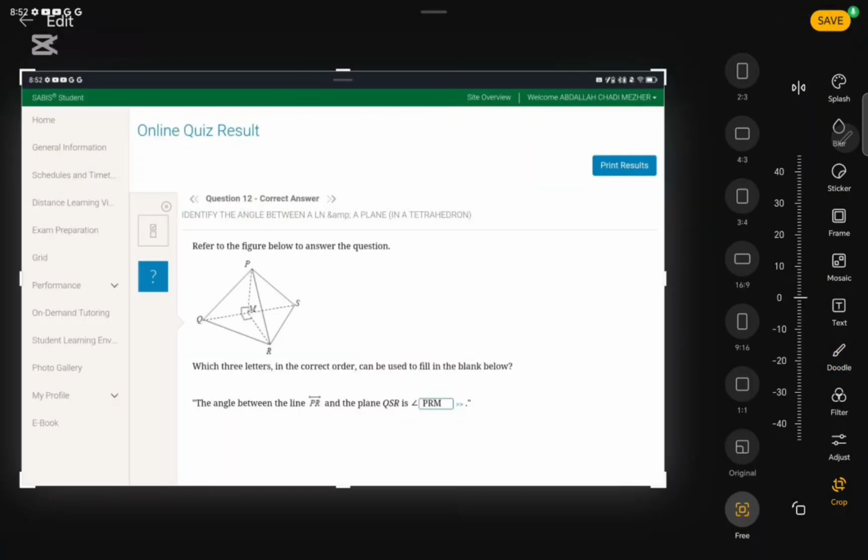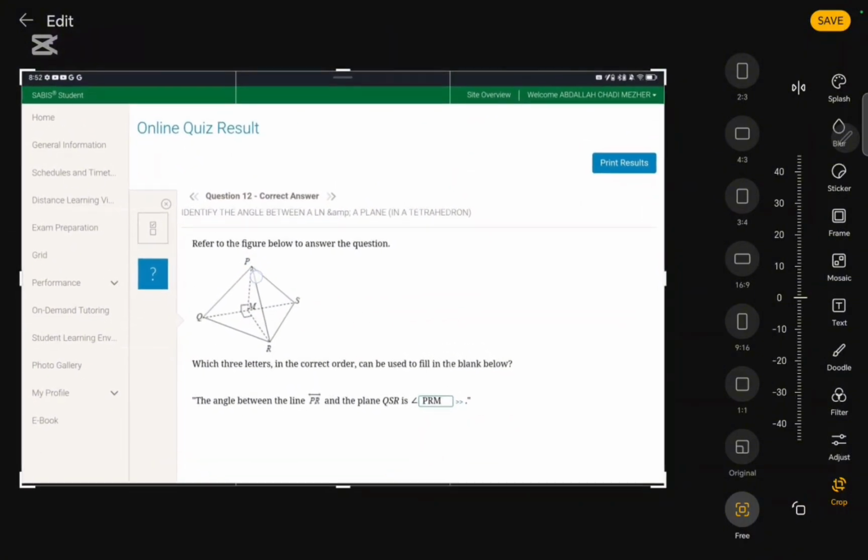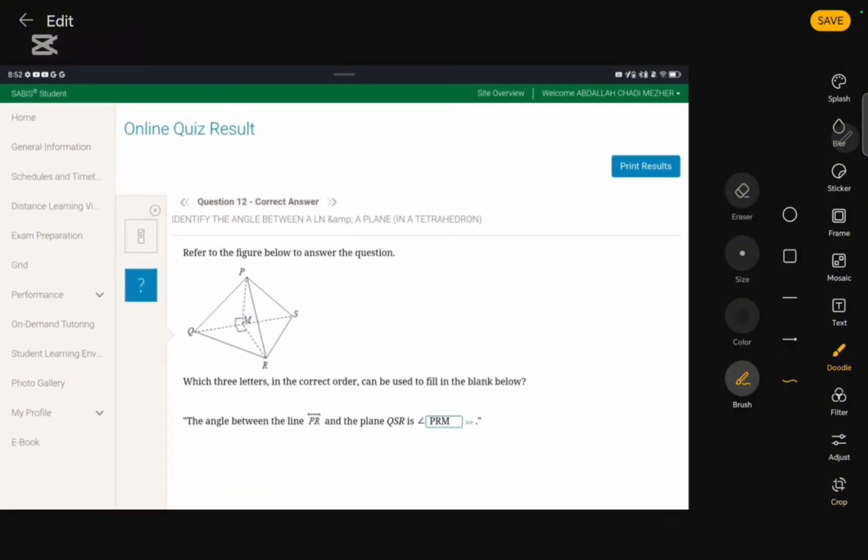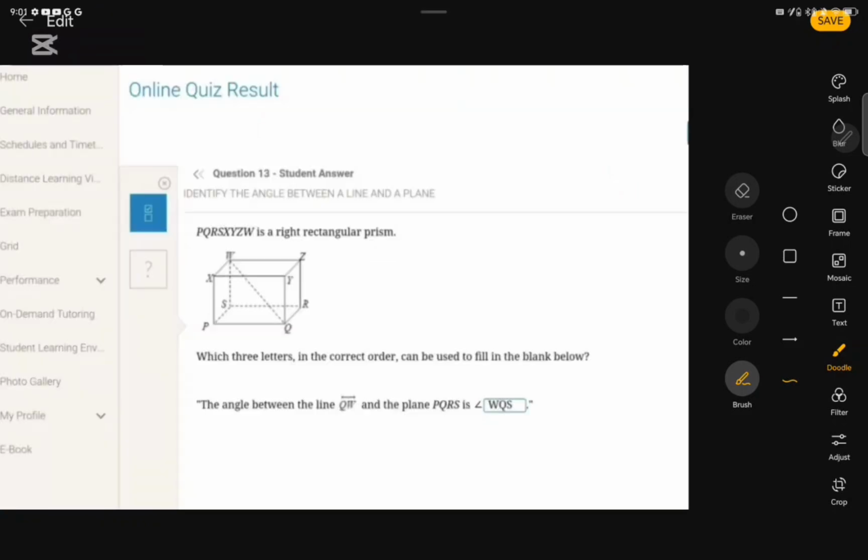Okay, I skipped question 10 and 11 because they're too simple. So the angle between the line PR, so we have PR right here, and QSR, and the angle between them, it's gonna be PRM, which is this angle right here, if you can see it. So PRM.